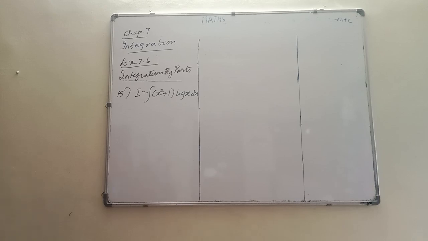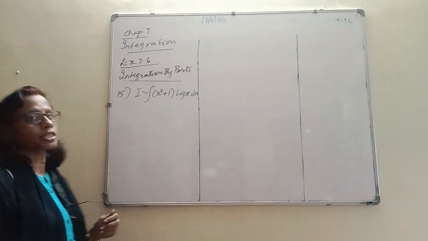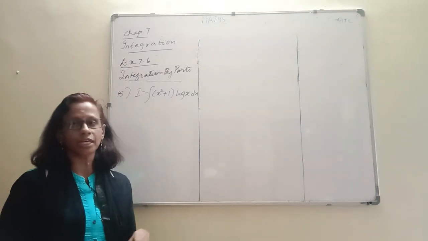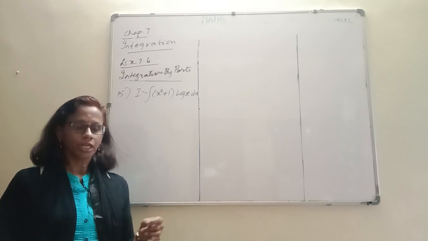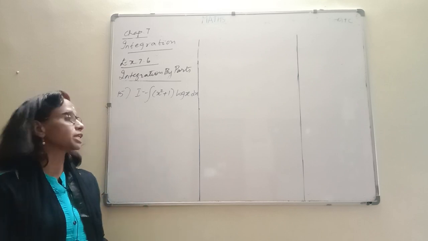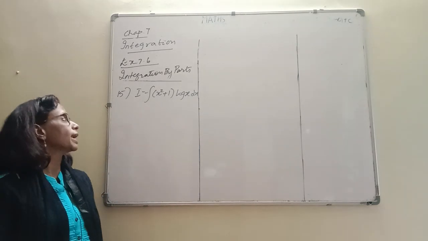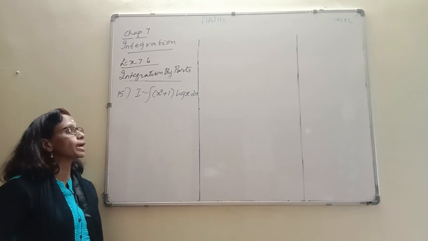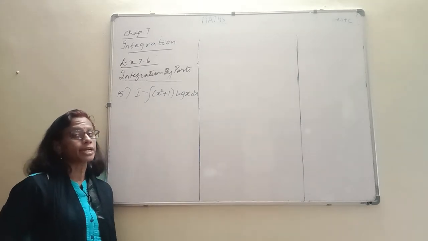Hello folks, we are once again back with our exercise 7.6 and this is problem number 15. In the last video we did up to problem number 14. Now let's see what problem number 15 says. It says that we have to find the integral of x squared plus 1 times log x dx.